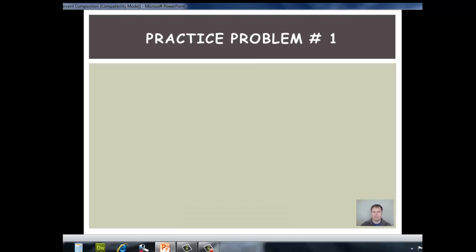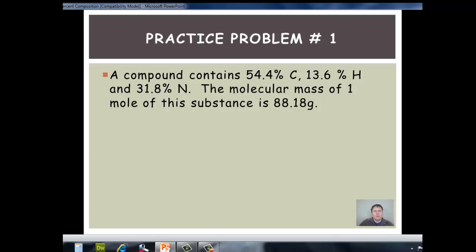Okay, let's try a practice problem. I'm going to give you 2 parts of this, and we're going to focus on part 1, then I'll show you part 2. So here we go. A compound contains 54.4% carbon, 13.6% hydrogen, and 31.8% nitrogen. The molecular mass of 1 mole of the substance is 88.18 grams. So some new information there.